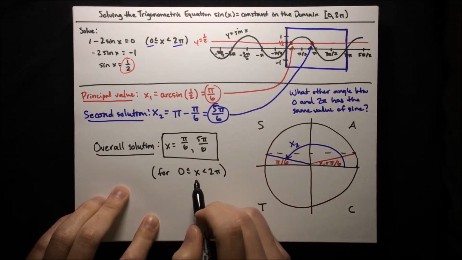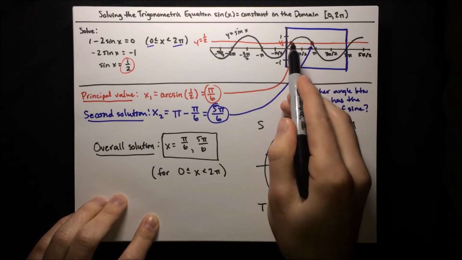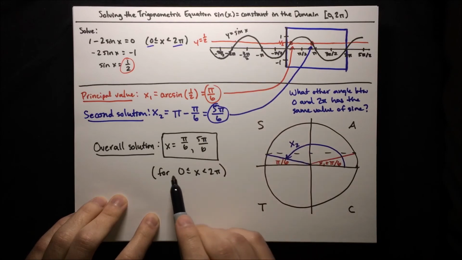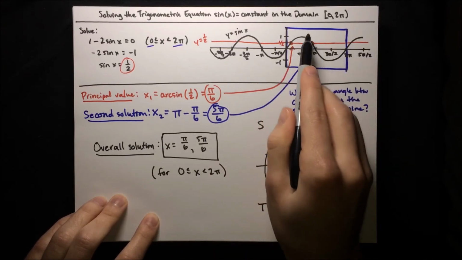If we didn't have this constraint, we'd have infinitely many solutions because there'd be 2 solutions every time sine has a hump above the x-axis. But we're just looking at the domain 0 to 2 pi, so just looking at these 2 solutions right here.